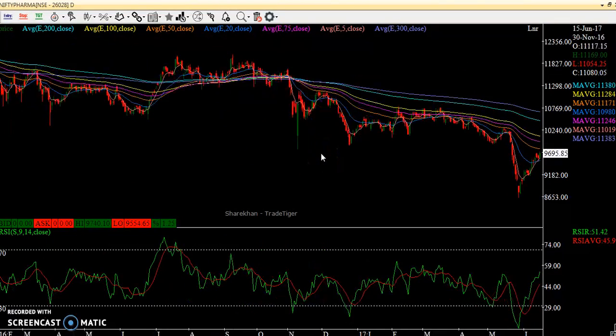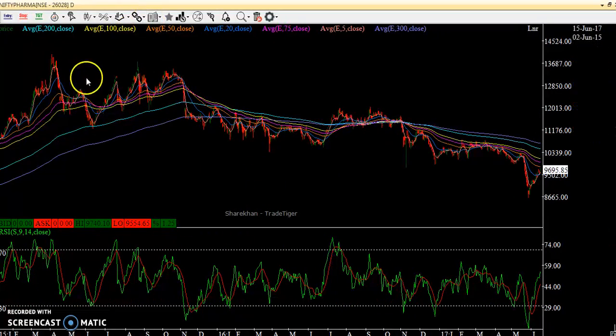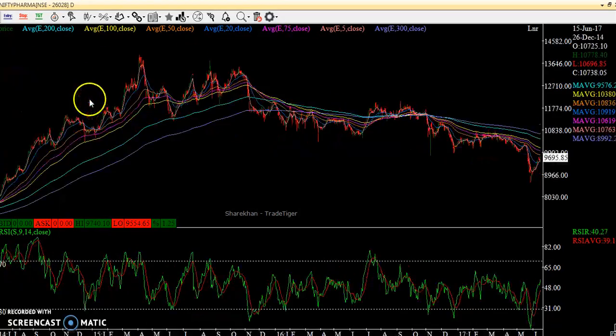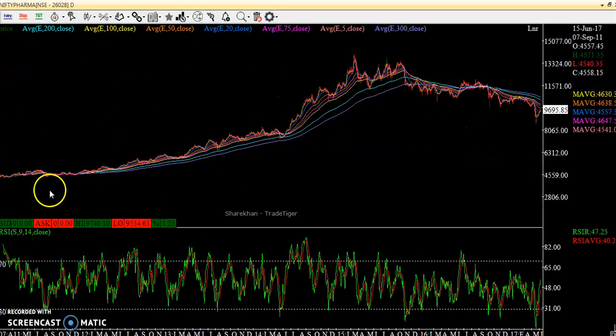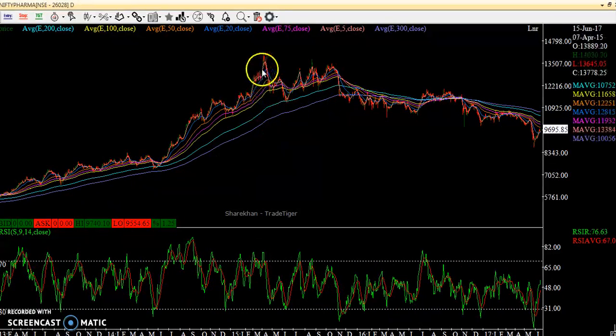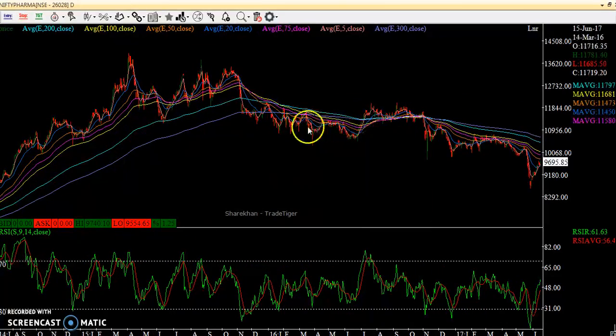So what we see here in the daily charts is that from the year 2015, pharma has been making lower tops. Before that, from 2006-2007 onwards, pharma was going quite bullish and really had a very good uptrend. But a lot of things happened in 2015, 2016 and 17. Still, there are a lot of things happening.